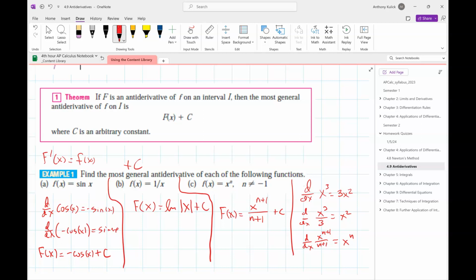Is x to the n plus 1 over n plus 1. Remember when we do the power rule, we subtract 1 from the exponent and then multiply by the exponent, right? For undoing that, we're going to add 1 to the exponent and then divide by our new exponent. Does that feel okay?